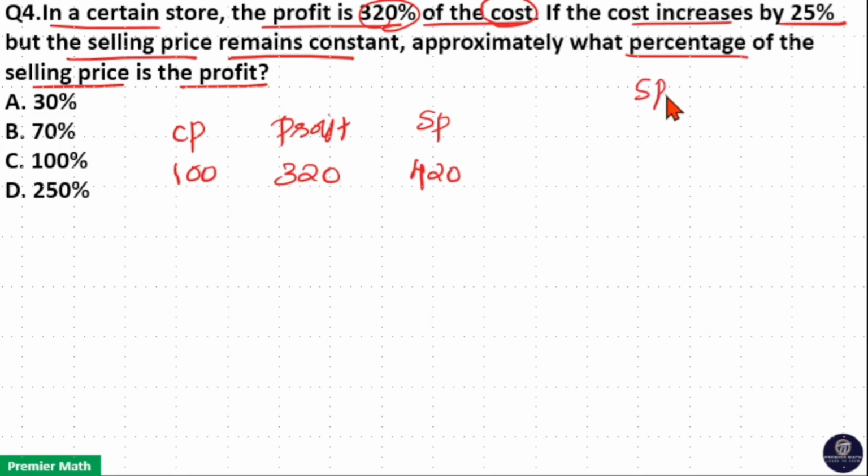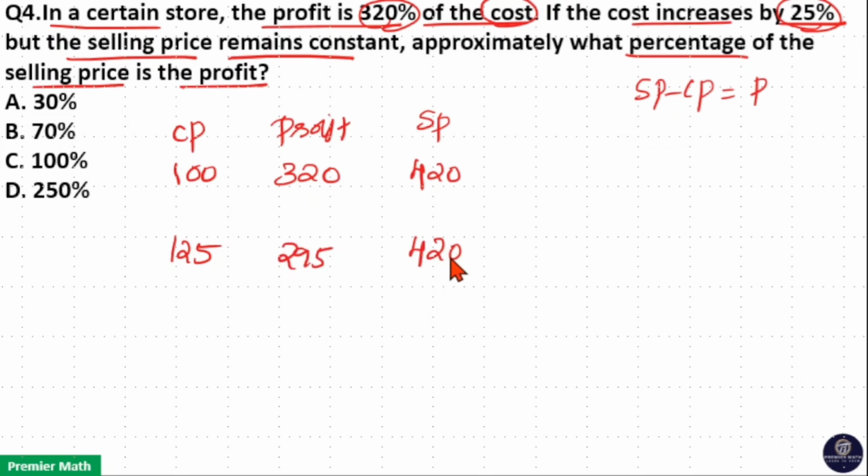That is, SP minus CP is equal to profit. Now the cost increases by 25%. That is 100 plus 25, 125. And the selling price remains constant. That is, selling price remains constant means 420 itself. Now if cost increases by 25%, profit is equal to 320 minus 25, that is 295.